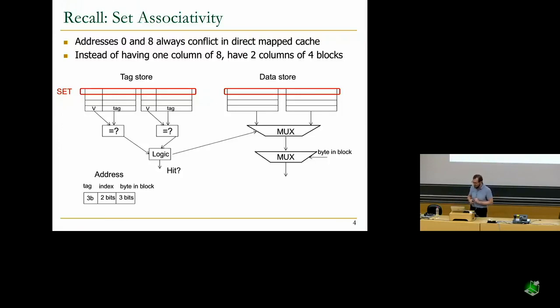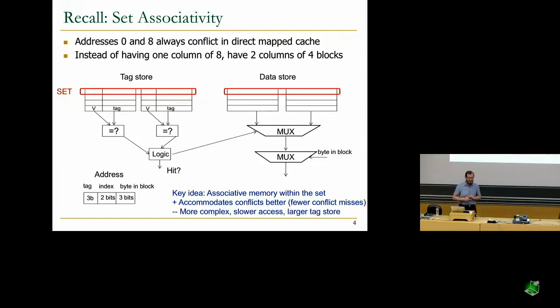Of course, this complicates things, but you pay a cost for everything. There's a plus side, which is accommodating conflict misses better. The downside is you pay a latency penalty, a complexity penalty, and a hardware area penalty.